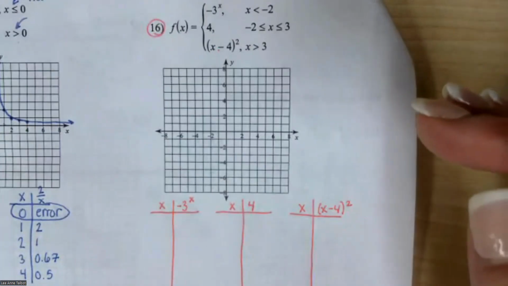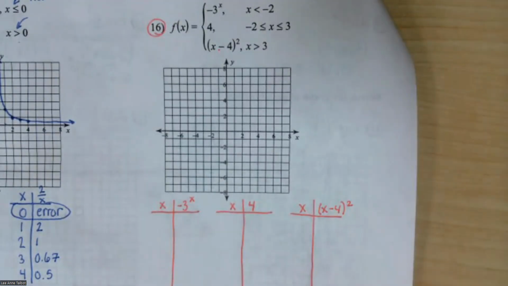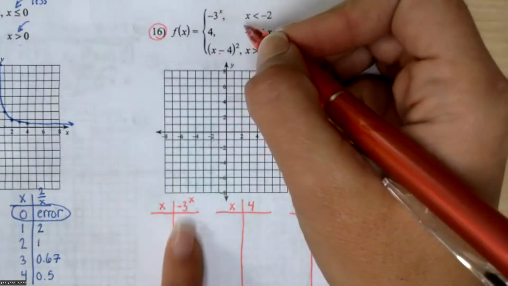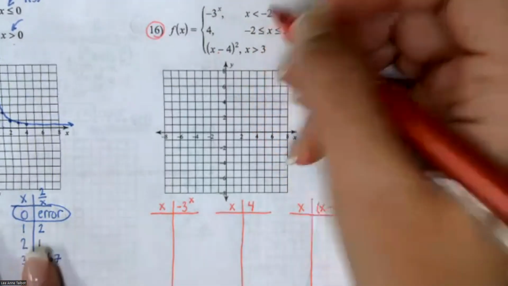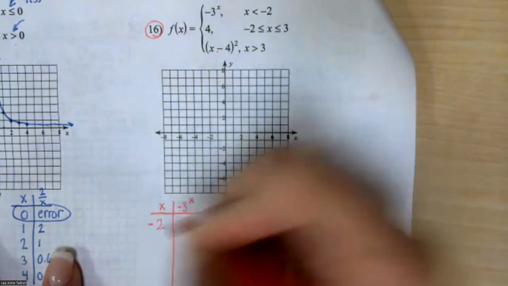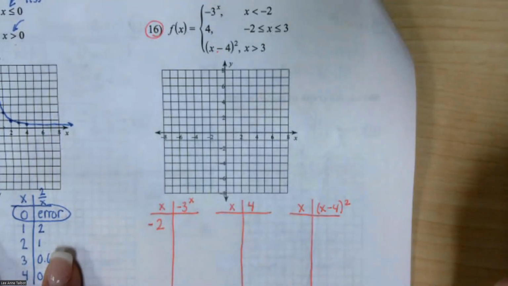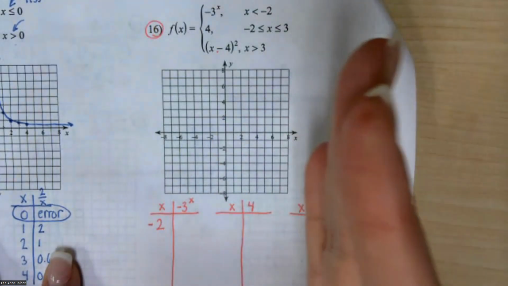Okay. Any questions about how many tables or how I set up the tables? Okay, now we're to the hard part. This says for my first piece, x is less than -2. So I am still going to put -2 here, even though it says less than. It's going to be open, but just hold that thought.